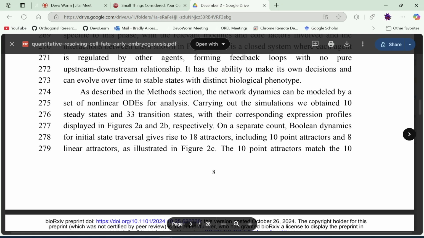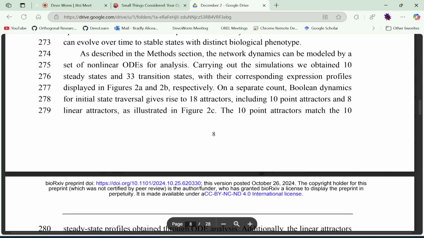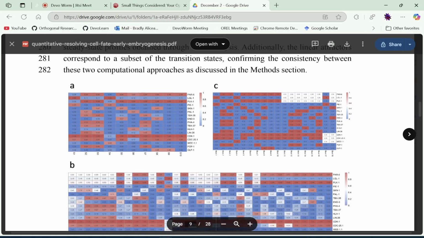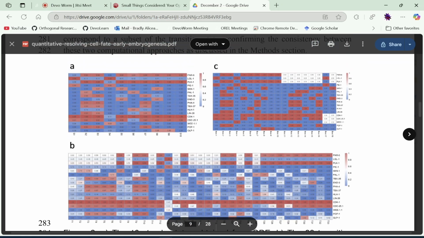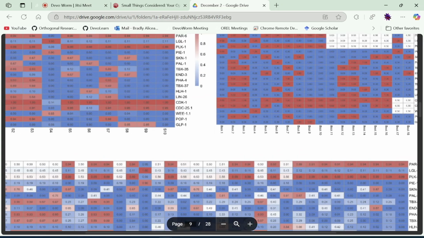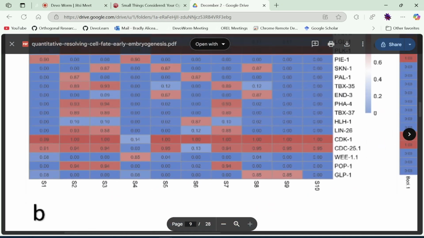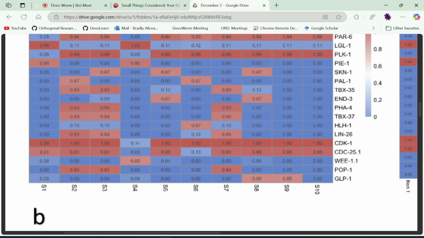output. So then we can model the network dynamics as a set of nonlinear ODEs. We can also look at the Boolean dynamics, and then this is their sort of matrix of results. So this is the 10 steady states obtained by ordinary differential equations. So if I can zoom in on this a little bit more. Okay, you can see that there are these 10 steady states, S1 through S10, going right.